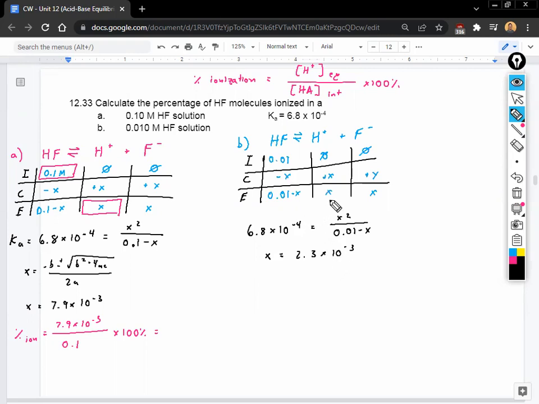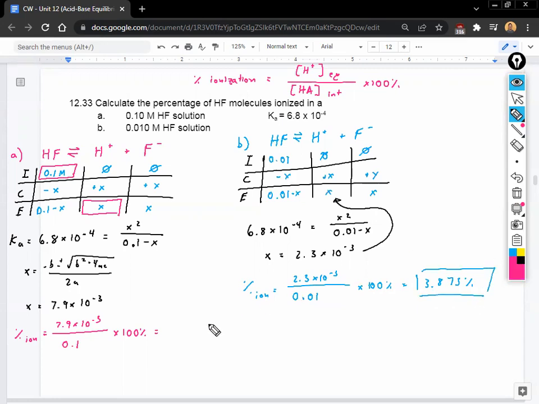So this is going to be the concentration of H+. If we plug these all into the percent ionization equation, we should get a formula of 2.3 times 10 to the negative 3 on the top, divided by 0.01, times 100%, and we'll get a final percent ionization of 3.873%. That's going to be your final answer. And for part A, the final answer should have been 23%.